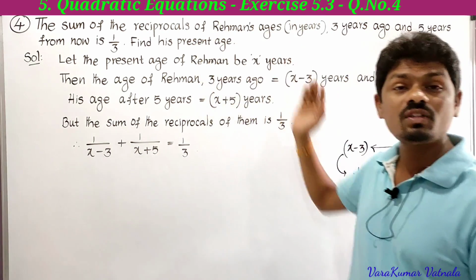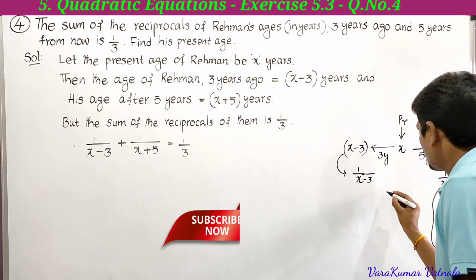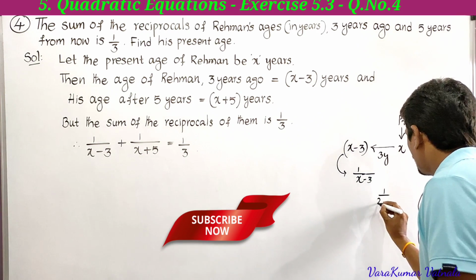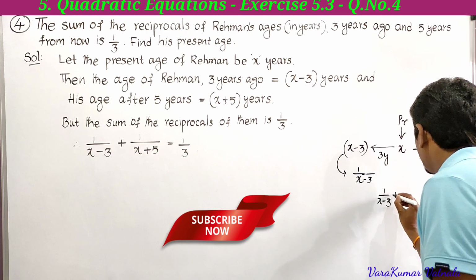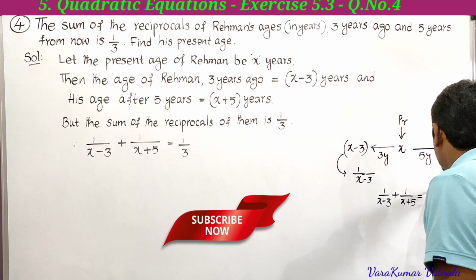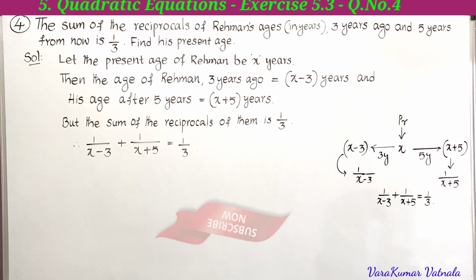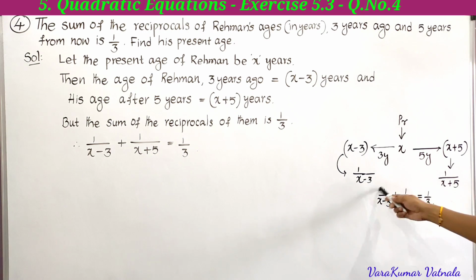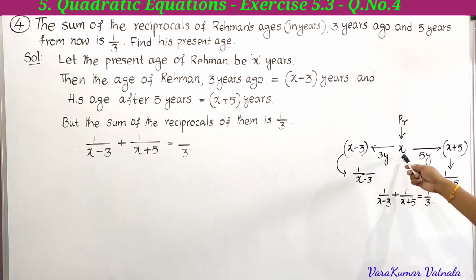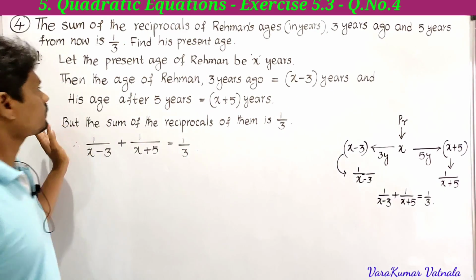So the sum of the reciprocals, that is the sum of these two, 1 by x minus 3 plus 1 by x plus 5, is how much he is saying? 1 by 3. So from this equation we have to find his age. So his age is what? x.